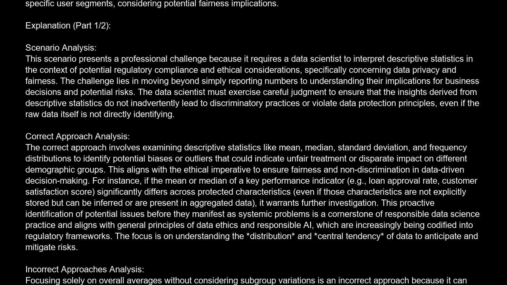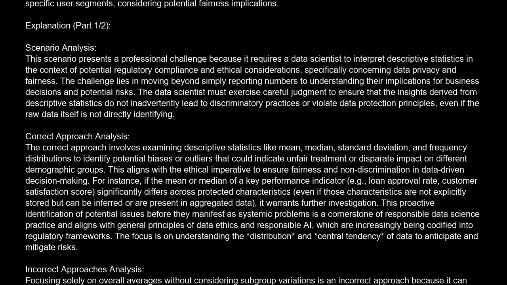The challenge lies in moving beyond simply reporting numbers to understanding their implications for business decisions and potential risks. The data scientist must exercise careful judgment to ensure that the insights derived from descriptive statistics do not inadvertently lead to discriminatory practices or violate data protection principles, even if the raw data itself is not directly identifying.